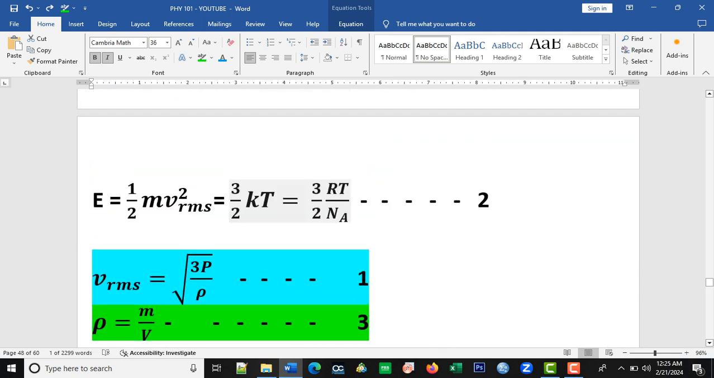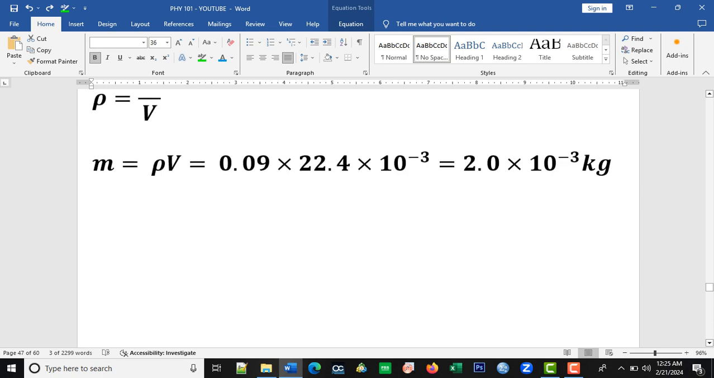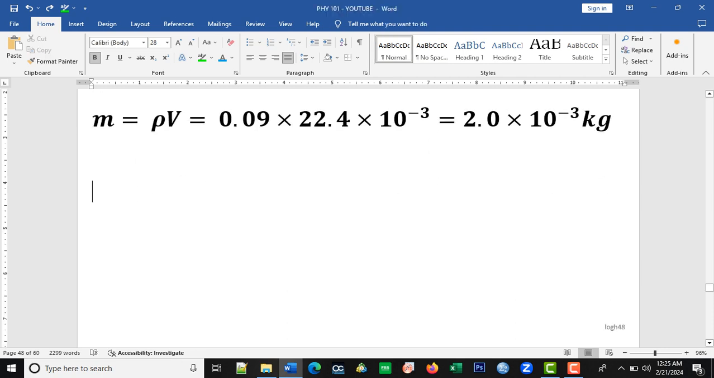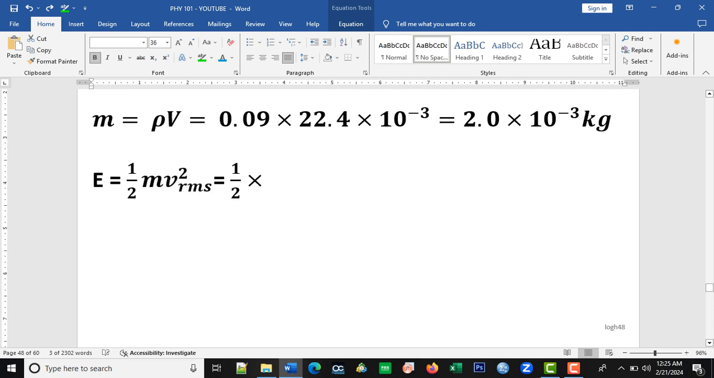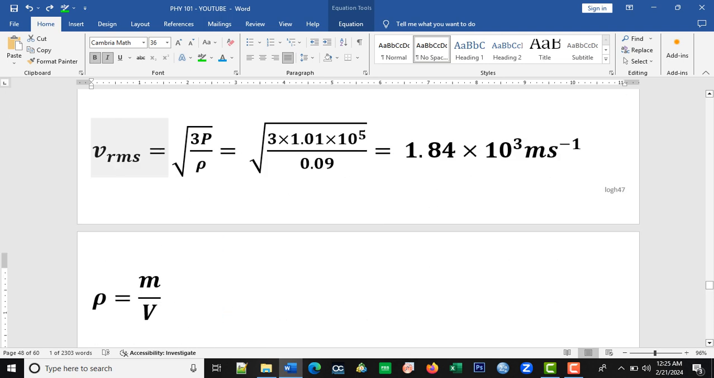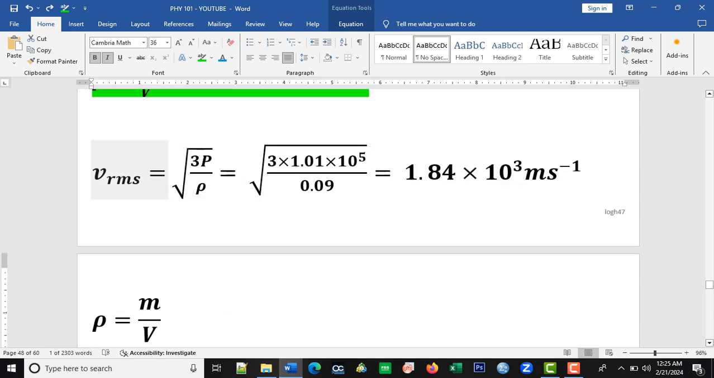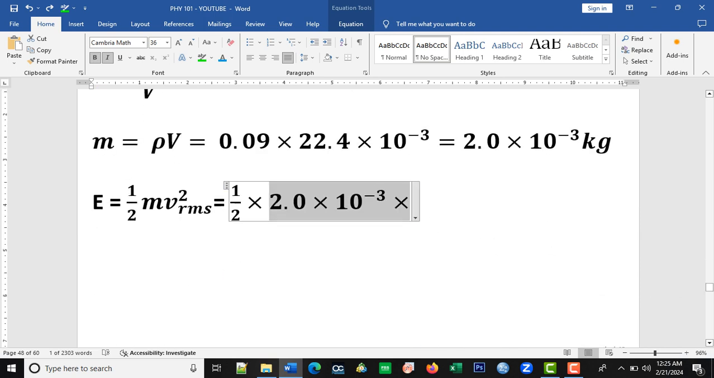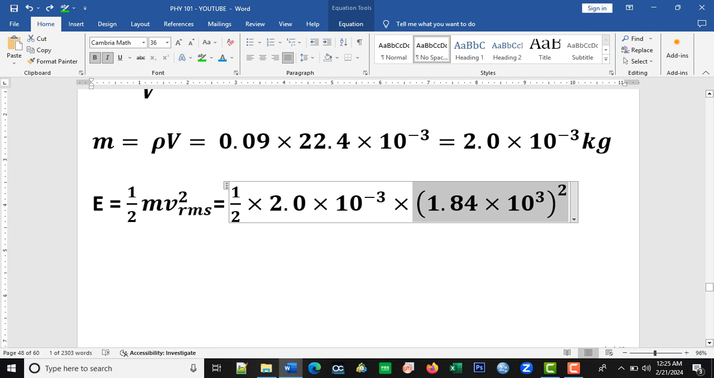Now we are going to pick this expression, substitute those two quantities and get the translational kinetic energy. Okay, so look at it there. m is given here, 2.0 times 10 to the power minus 3, and the v is obtained here, 1.84 times 10 to the power 3. I'm going to substitute that into v, and then look at it, we have v squared, so after substituting we will square the value. Okay, look at it there.